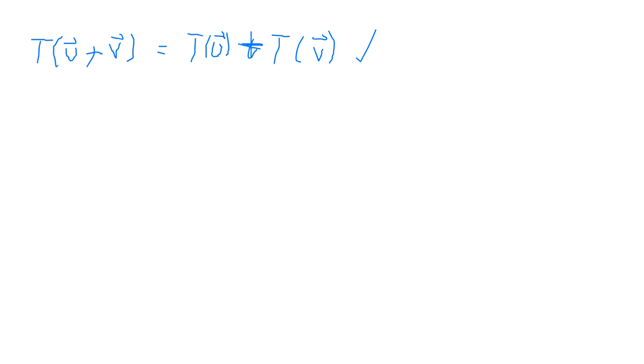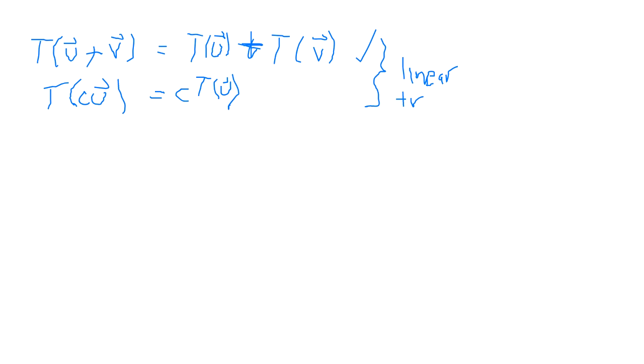So my question is, when I see this, and when I see the second rule that says the transformation of a constant times a vector u can be written as a constant times the transformed vector u, these two conditions are what's required for a linear transformation.